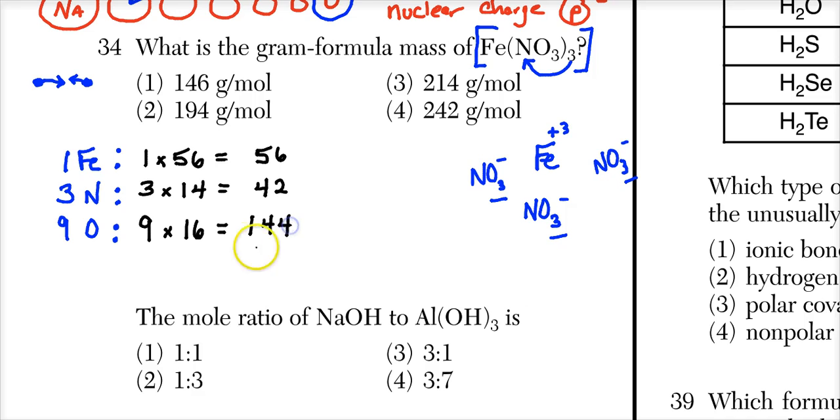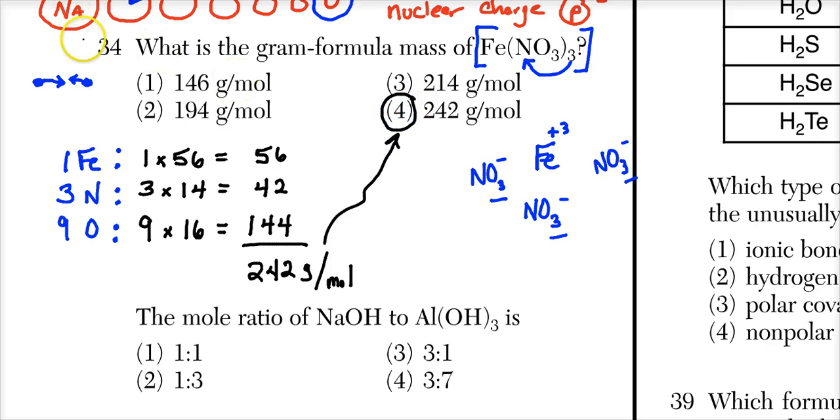And then I'm just going to add these together. 144 plus 42 plus 56. And I get a gram formula mass to be 242. And of course that represents how many grams per single mole of iron nitrate. And of course that is choice 4.